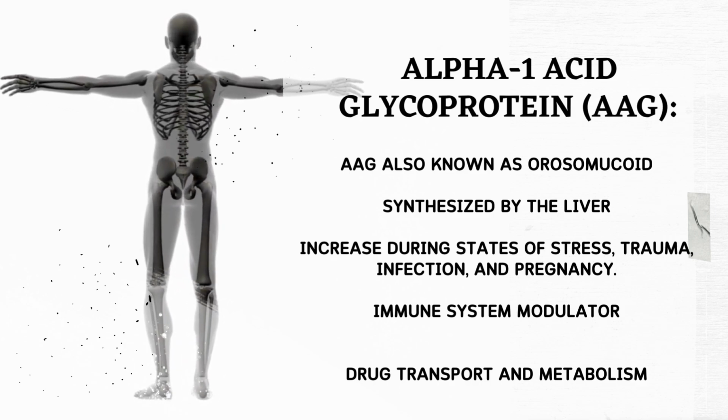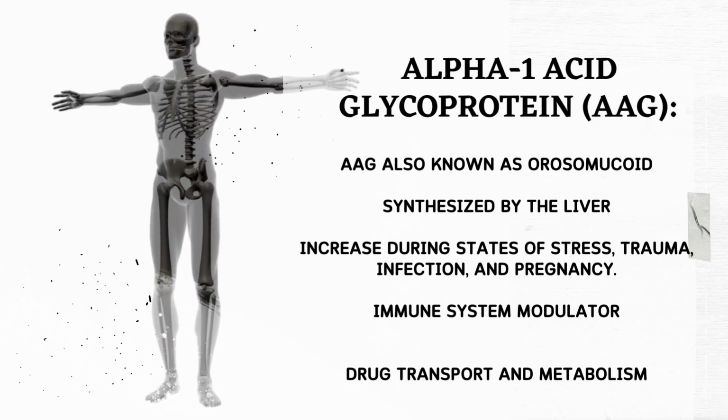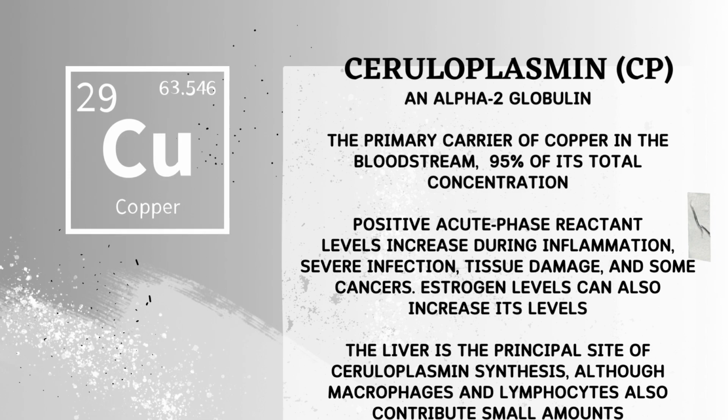This can impact factors such as how the medication is distributed throughout the body and how long it lasts before being eliminated. Ceruloplasmin, the copper chauffeur. Ceruloplasmin, CP, an alpha-2 globulin, is the primary carrier of copper in the bloodstream, accounting for approximately 95% of its total concentration. Think of ceruloplasmin as the chauffeur responsible for transporting copper throughout the body.